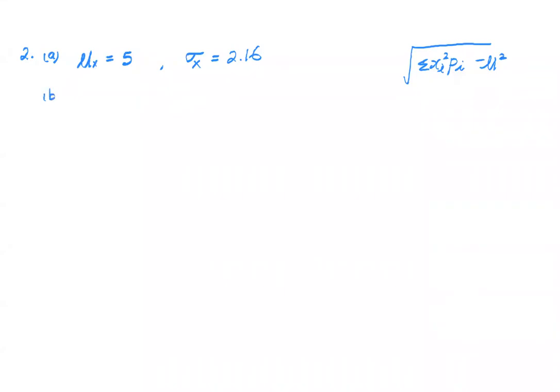Part B. So how are we going to explain part B? Explain what the random variable X bar 7 represents. X bar 7 represents the mean of what?